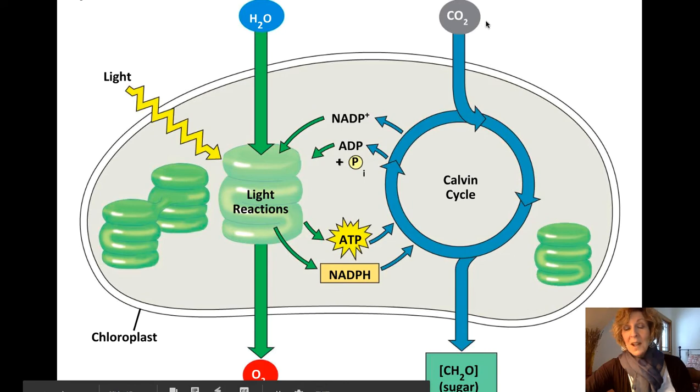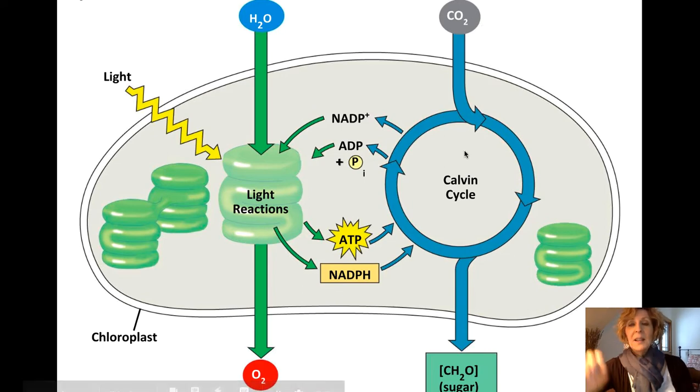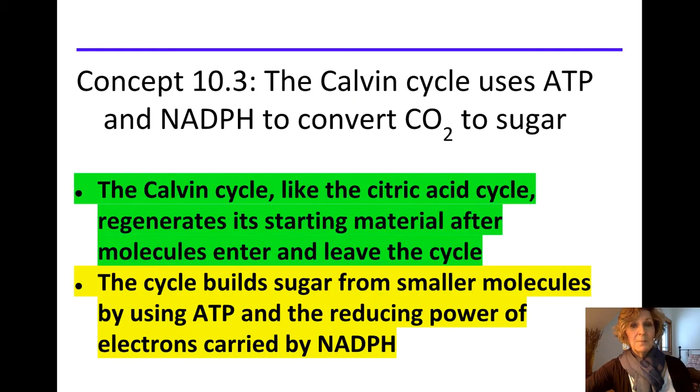It's going to take carbon dioxide from the atmosphere and fix carbon dioxide to a series of organic molecules, and we're going to end up making some sugar. So that's what we're going to see. Of course, this is happening in the chloroplast, specifically in the stroma of the chloroplast. You're going to see a cycle with a bunch of different organic molecules, and it's going to look very similar to the citric acid cycle in respiration.